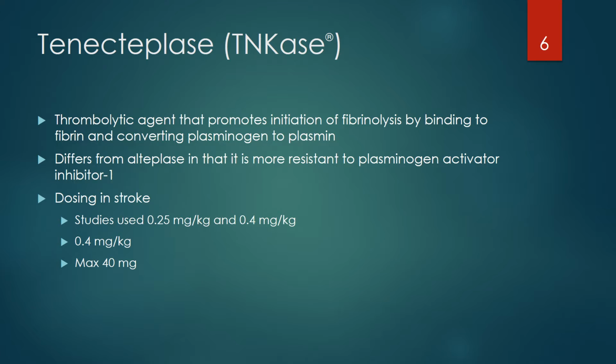As far as dosing in stroke patients, in studies they use both the 0.25 mg per kg and the 0.4 mg per kg, and there's not really an established dose. So most commonly, or most recent studies used 0.4 mg per kg with a max dose of 40 milligrams. This dosing does vary from that used in cardiac literature.